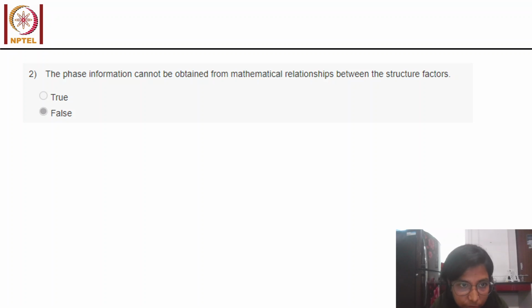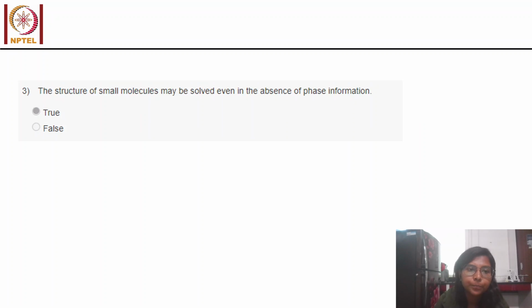The second question was that phase information cannot be obtained from mathematical relationship structure factors. So we just read, right, that in some cases the phase information can be obtained. So this is false. The structure of small molecules can be solved even in the absence of phase information if the crystal diffracts at high angle, giving better resolution data. So it is true.